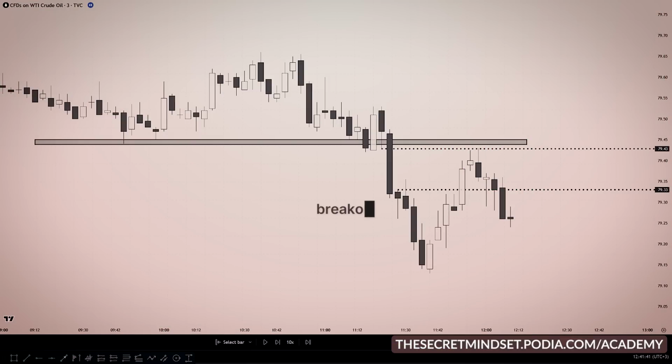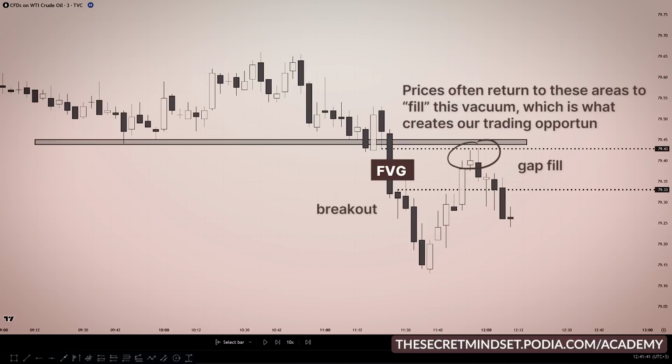The key aspect of this scalping setup is understanding the concept of market inefficiencies. Fair value gaps are areas where normal price discovery didn't occur, creating a sort of vacuum in the market. Prices often return to these areas to fill this vacuum, which is what creates our trading opportunity.